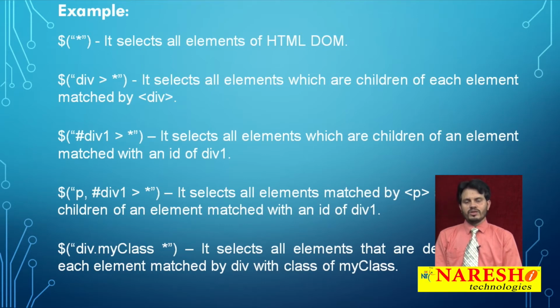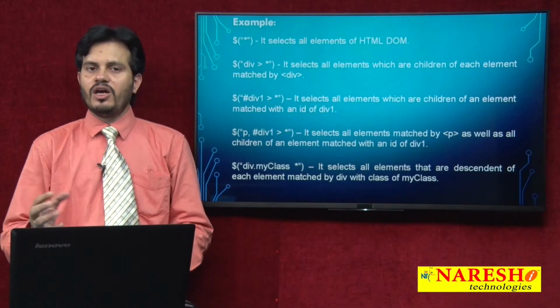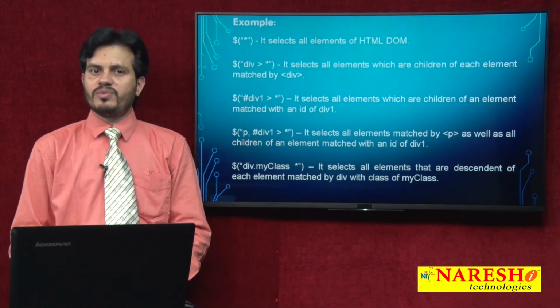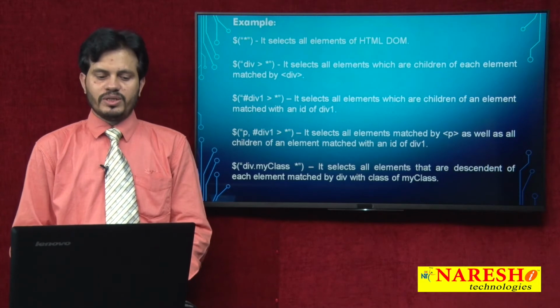So you must write $ of div, the greater than symbol, and star. It means it selects all the elements which are children of each element matched by div. Means in each div element it looks for all the elements which are available as children elements, and any action can be performed on them. That is one requirement.